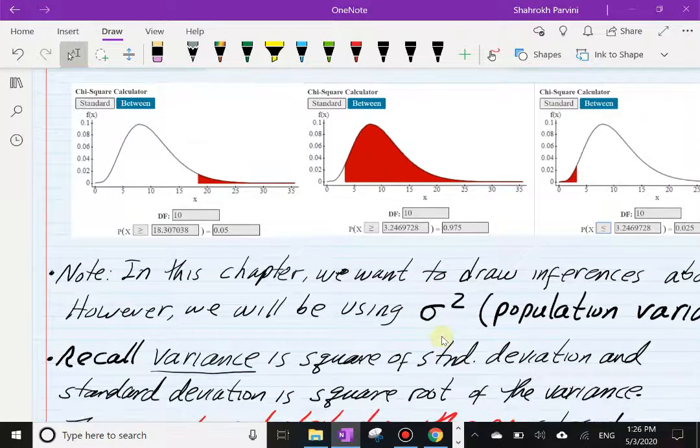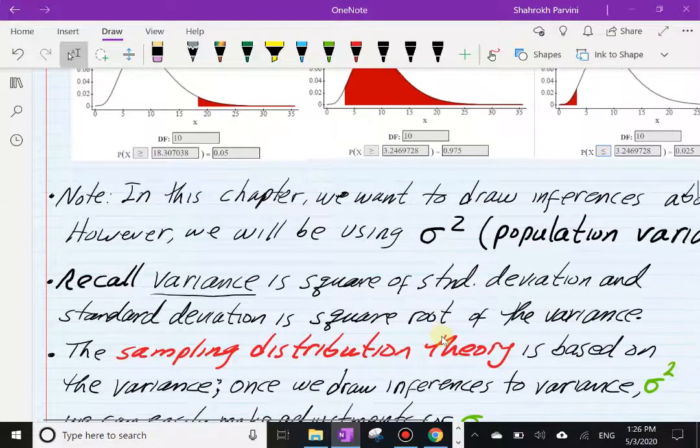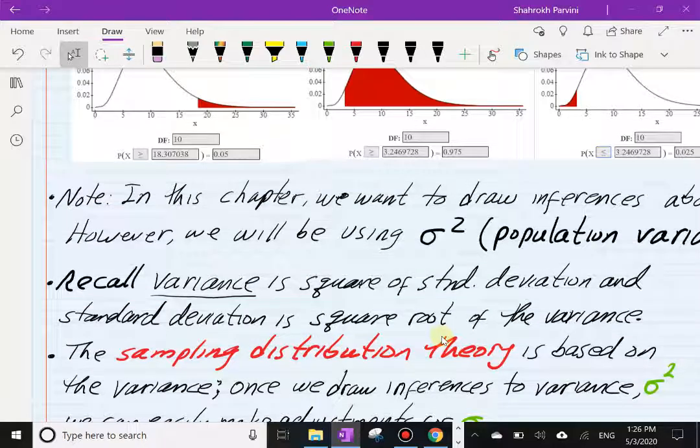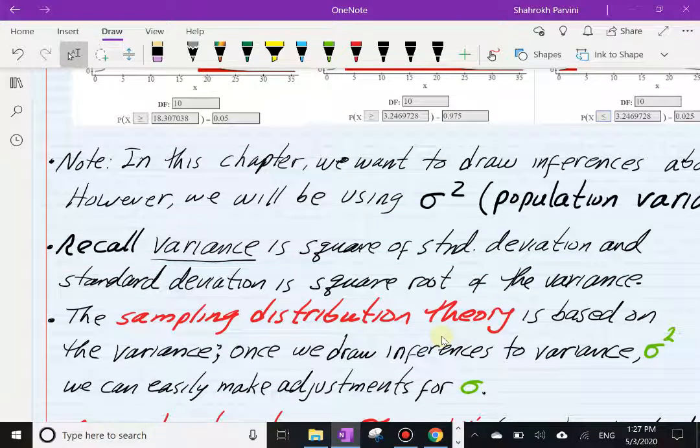One thing I want to recall here is the relationship between variance and the standard deviation. We're going to tap into that relationship and indirectly construct confidence intervals and test hypotheses about standard deviation through variance. That's a pretty clever way of doing it. The sampling distribution theory I mentioned is going to be based on the variance, and once we draw inferences about variance, we can relatively easily adjust those findings for population deviation.